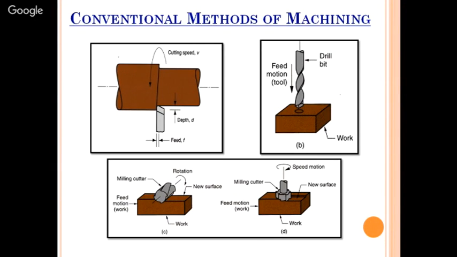So these are the conventional methods of machining. On the left side it is a turning operation, on the right side it is a drilling operation, and at the bottom it is a milling operation. All operations are there. You will witness a very common thing among all these operations. I will show it later on.